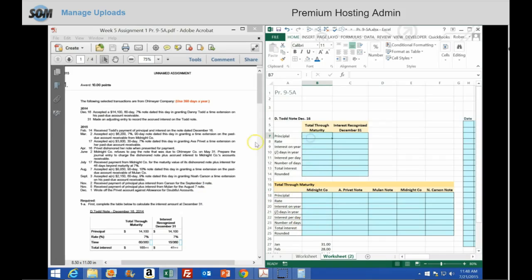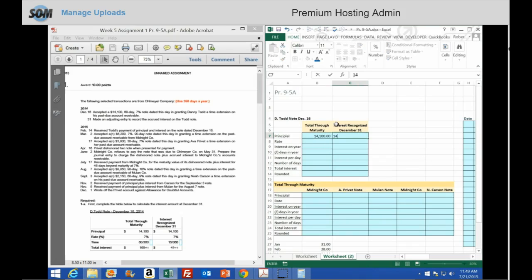In 2014, we accepted a 14/4 60-day 7% note dated this day in granting Danny Todd a time extension. So we're going to calculate this in terms of the maturity and in terms of the cutoff date. How much interest are we going to get in terms of the maturity of the note, the full term of the note? How much are we going to get in terms of the cutoff date, in this case being December 31st? We know the note in both cases is 14/1.